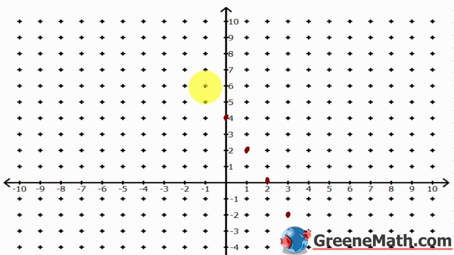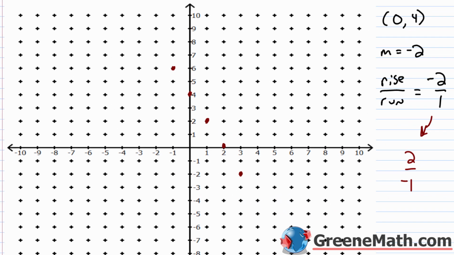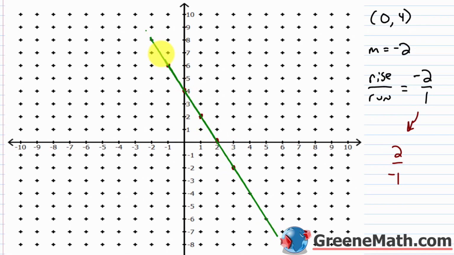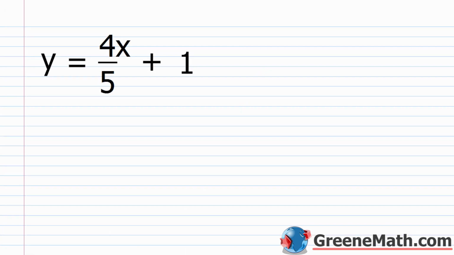Right? Because a run of -1 means I go to the left one. So here's another point. And then once you have enough points, really you only need 2 or 3, you can just draw a line. Okay, so again, this is the graph of y equals -2x plus 4.